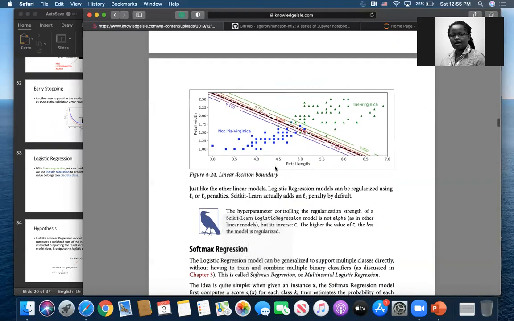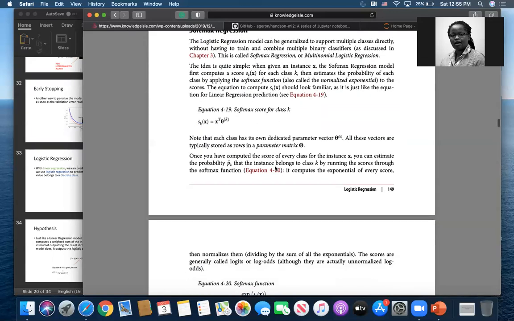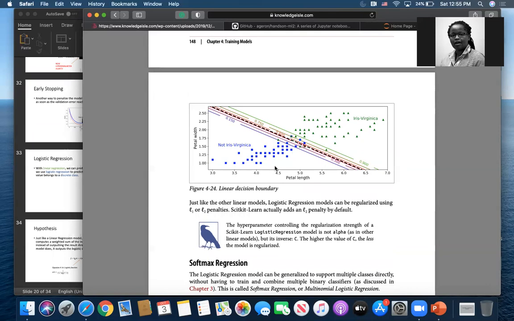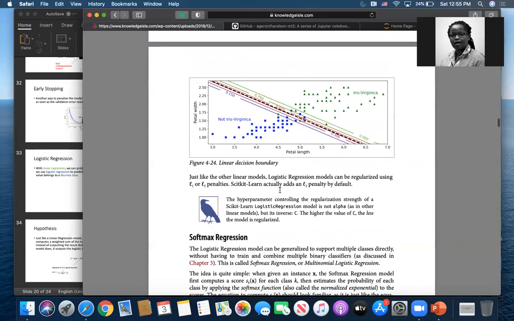And then, so the softmax regression, all you need to know is that whatever is output by the model needs to be converted into a probability for it to make sense for a class. And that's all you need to know. And you just need to know how it's done in scikit-learn.